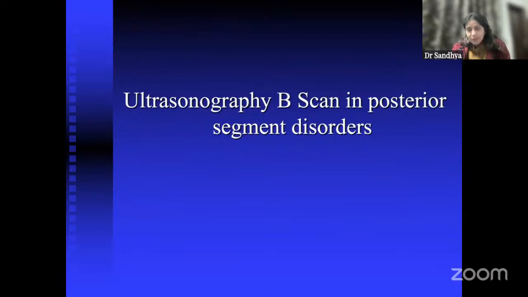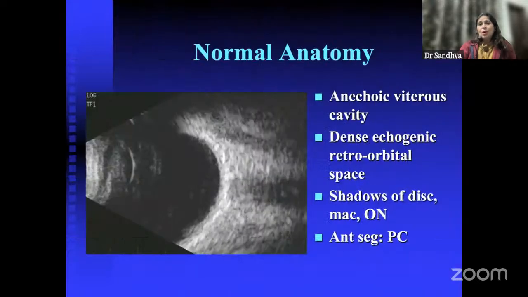Since now we are in the retina module, I will be focusing only on the posterior segment disorders. Otherwise, ultrasound has a lot of anterior segment pathologies also that you will see. But in this class, I'll be focusing only on the posterior segment disorders. So in the posterior segment, you should first know what you see normally. What is the normal anatomy that you see once you are doing an ultrasound B scan?